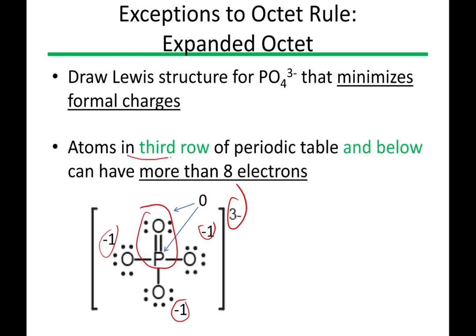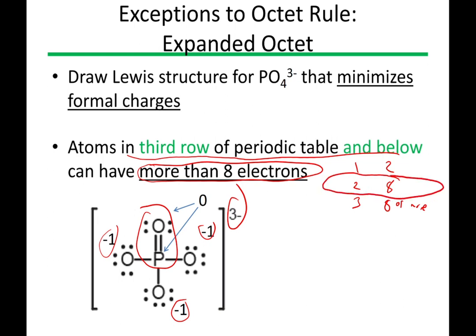Atoms in the 3rd row of the periodic table and below, so actually most of the periodic table, can have more than 8 electrons. So remember, period 1 is just hydrogen and helium. Those have 2. Period 2 has to follow the octet rule, but 3 or higher can have 8 or more. So really, the octet rule is kind of just an octet guideline, and it actually only is a rule for period 2. Now, the reason we stress it so much is most of these period 2 elements are really important for organic chemistry. So most of the things that we see in biology will actually follow the octet rule.